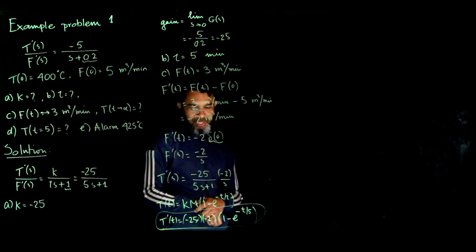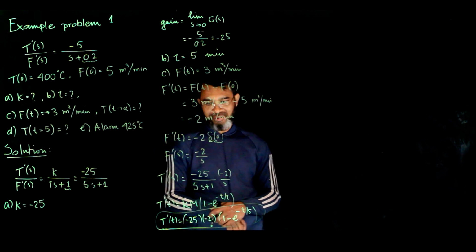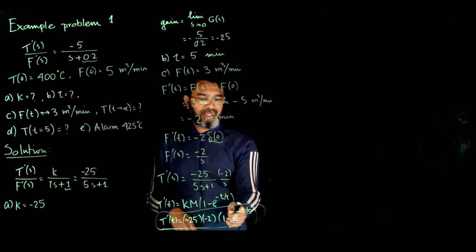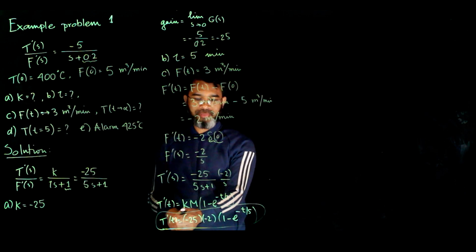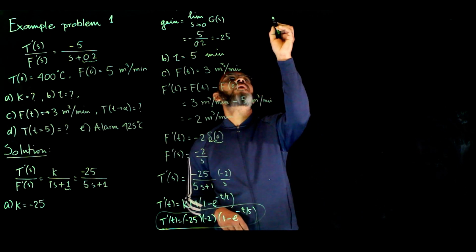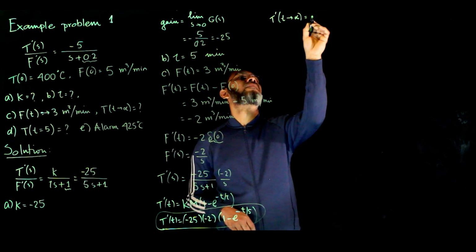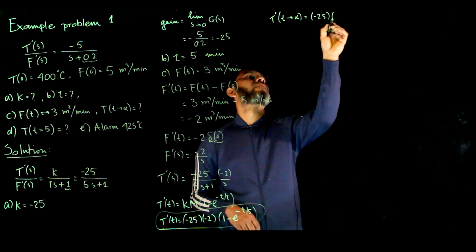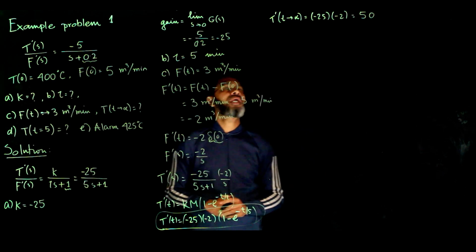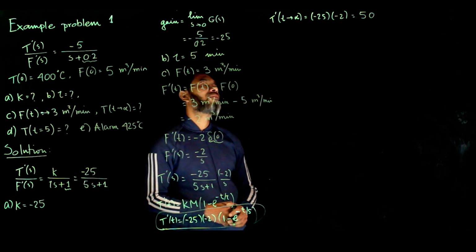Now it asks what will be the value of this T at time infinity. In this equation, if you plug in t equals infinity, this exponential term becomes 0. So we'll have T'(t) equals -25 times -2, which is 50.